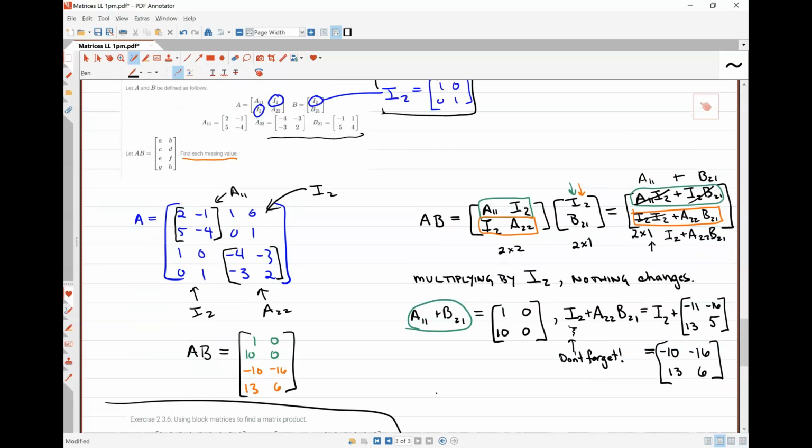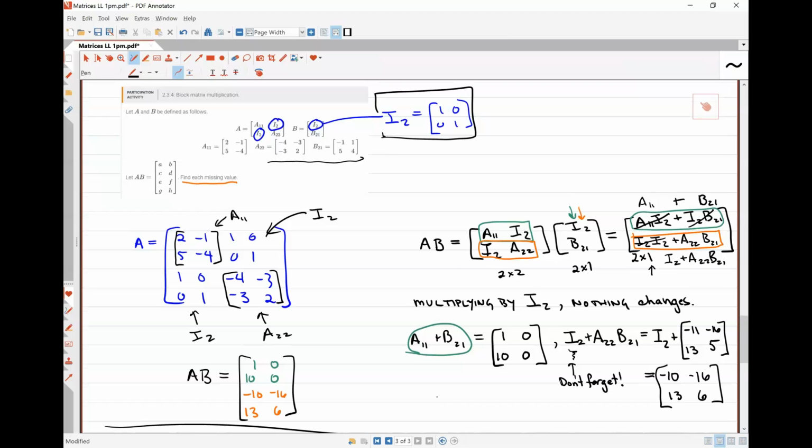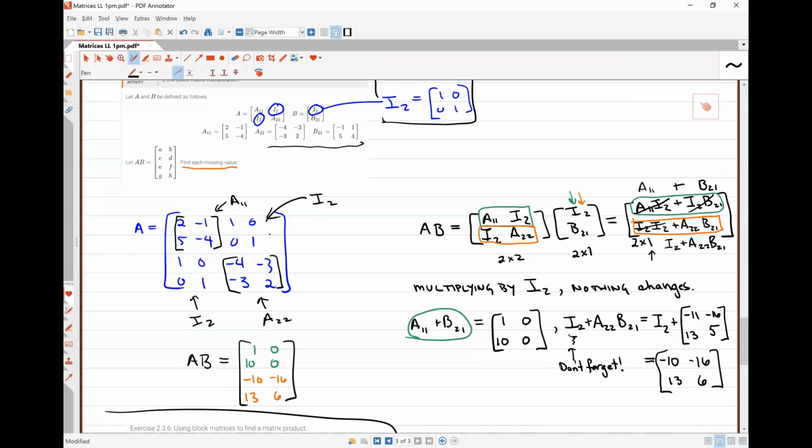Okay, and the dimensions check out. If you go back and think about the dimensions, A was 4 by 4. The dimensions of B was 4 by 2. And the resultant matrix that we got here is 4 by 2, so that all checks out.